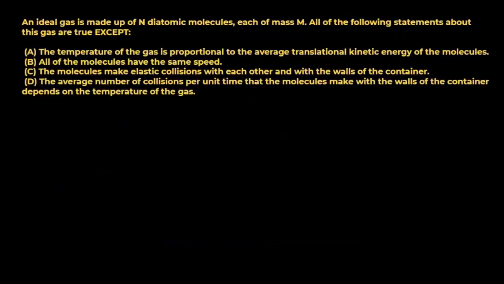All right, let's take a look at some sample problems here. An ideal gas is made up of n diatomic molecules, each of mass m. All of the following statements about this gas are true except: A, the temperature of the gas is proportional to the average translational kinetic energy of the molecules.